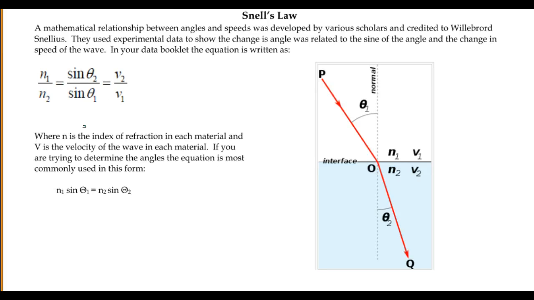Okay, so if we have a situation like this on the right, this is our theta 1, that's called the angle of incidence. There's theta 2, that's the angle of refraction after it's gone through and refracted. N1 is the index of refraction for the first material, N2 the index of refraction for the second material. V1 is how fast light moves in the first material. V2 is how fast it moves in the second material. When you're trying to get these two angles, the most common configuration of Snell's law to use is that N1 times sine theta 1 is equal to N2 times sine theta 2.